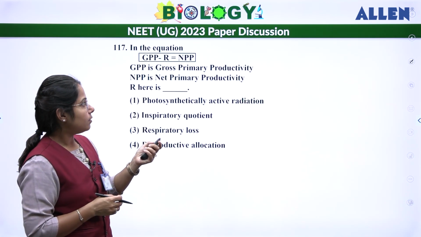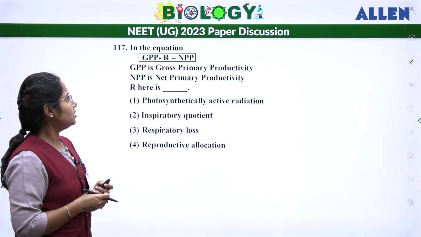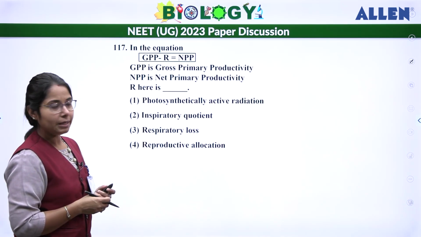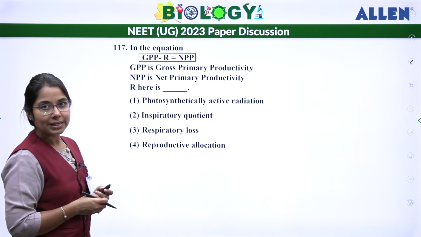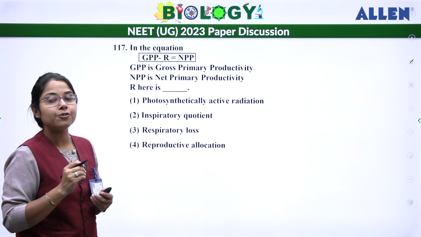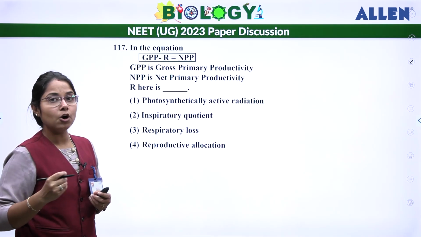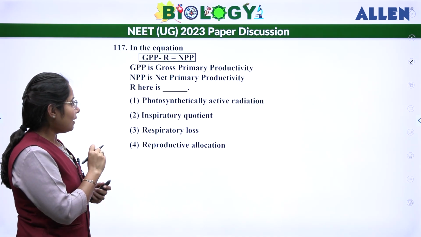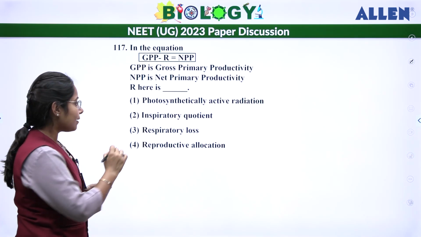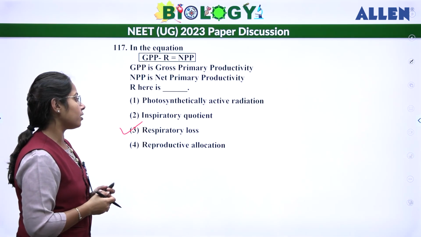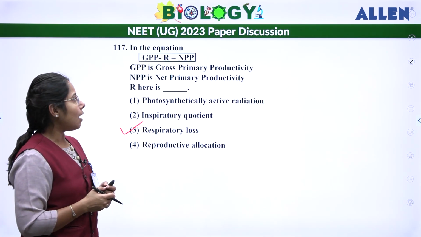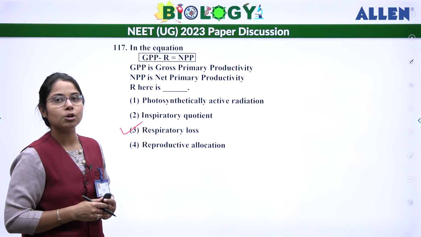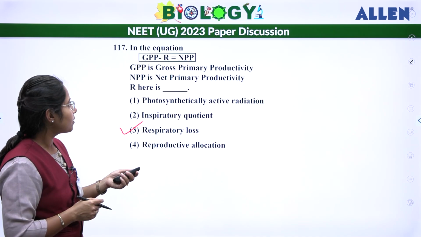Okay, next question. Now in the equation, GPP minus R is equal to NPP. GPP is gross primary productivity. NPP is net primary productivity, and the R is what? R is your respiratory losses which occurs in the organism. So R is what? Photosynthetically active radiation, which is not. Inspiratory quotient, which is not. Respiratory loss, right, and the reproductive allocation, which is again incorrect. So R here is nothing but your respiratory losses. So GPP minus the respiratory loss will be equal to your NPP, right?